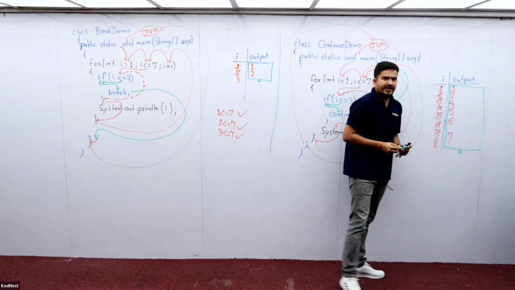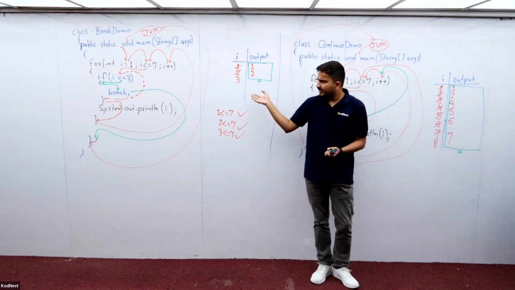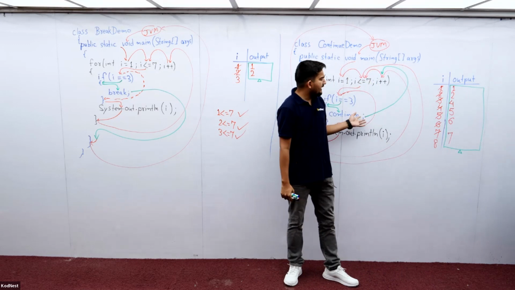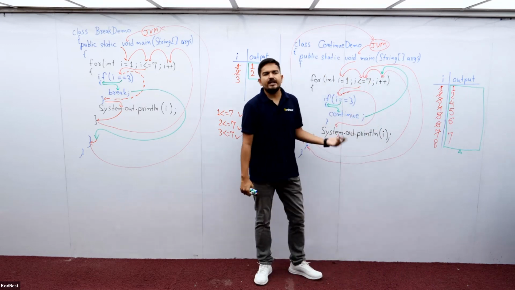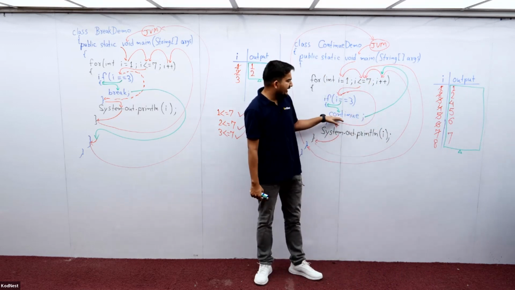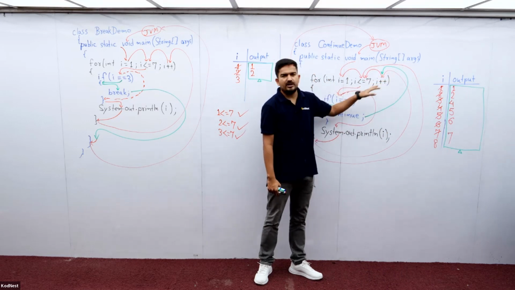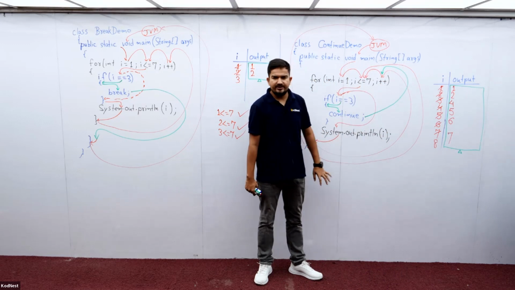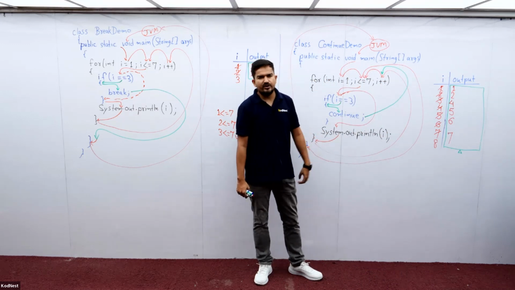So what does break do? Break is going to take the control out of the loop. The loop is not going to work any further, but continue is just going to skip the current iteration. It will straight away move the control to the updation statement. So whatever is below for that particular iteration will not work. So this is the use of continue.